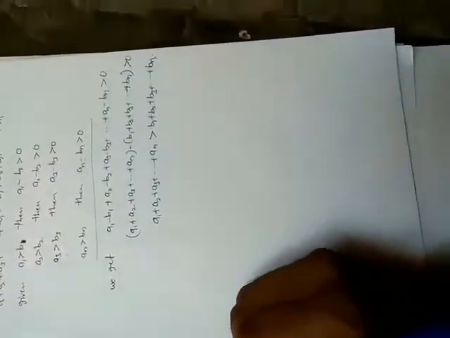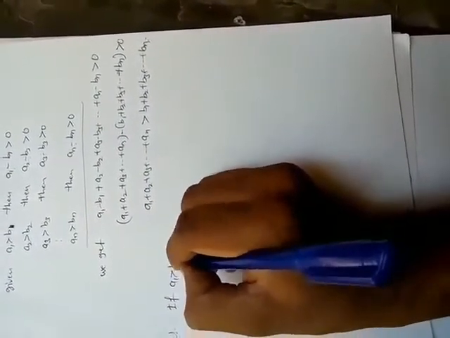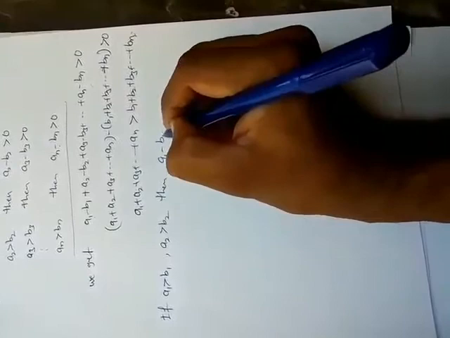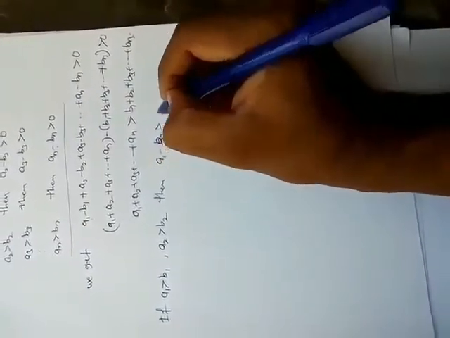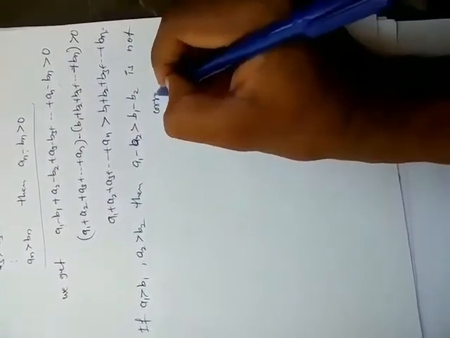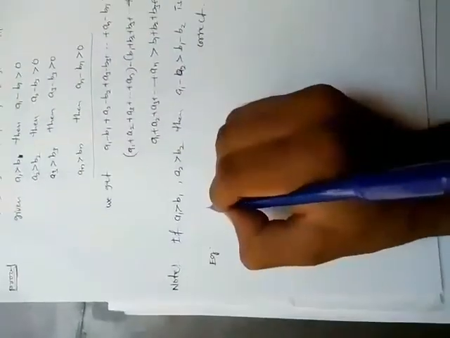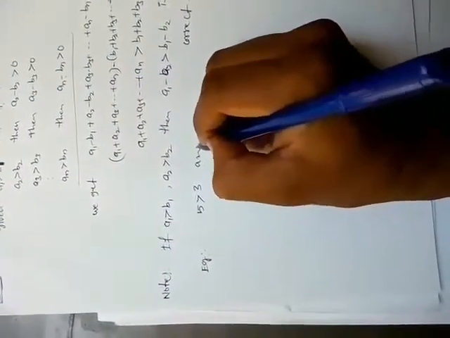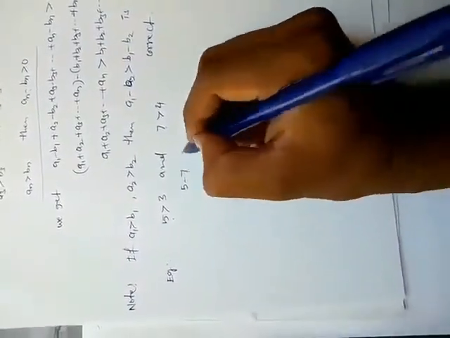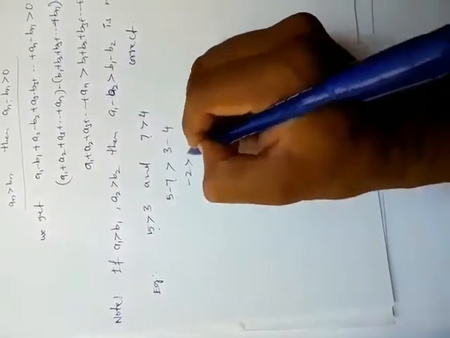Okay. Next note. If a1 is greater than b1, a2 is greater than b2, then a1 minus a2 is greater than b1 minus b2 is not correct. See this example. 5 is greater than 3 and 7 is greater than 4. So 5 minus 7 is greater than 3 minus 4. 5 minus 7, how much? Minus 2 is greater than minus 1.